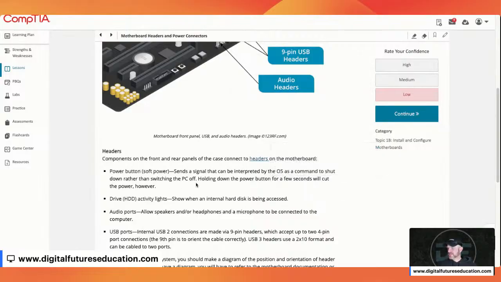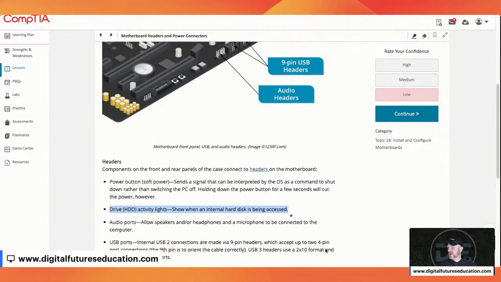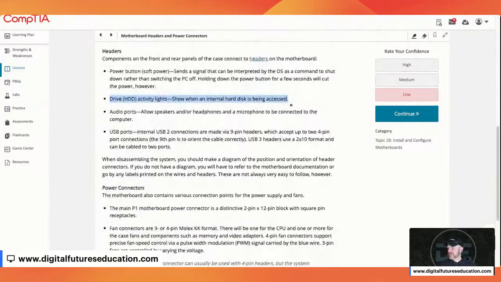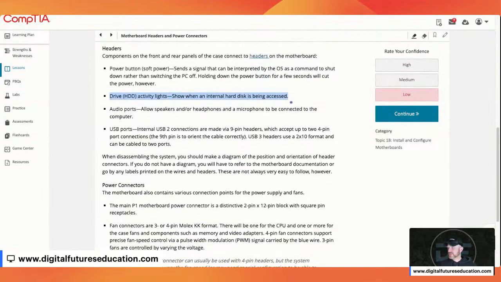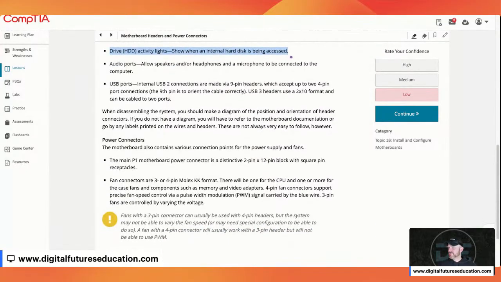The power button sends a signal interpreted by the OS as a command to shut down rather than switching off the PC. The HDD drive has activity lights that show when an internal drive is being accessed. Audio ports allow speakers and or headphones. Internal USB 2 connections are made via 9-pin headers, which accept up to 2 4-pin port connectors. The 9th pin is to orient the cable connector correctly. USB 3 headers use a 2x10 format and can be connected to 2 ports.